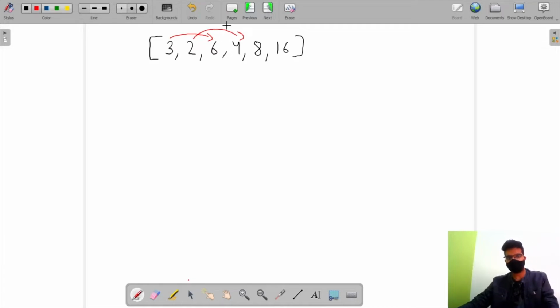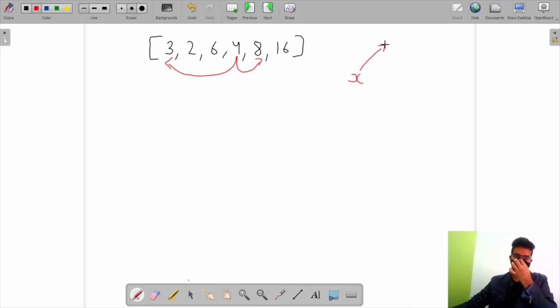But there is a catch here. What is that catch? Let's understand the catch. So here, talk about this 4. My 4 got two options: whether it can pair with this 3 or whether it can pair with this 8. So if 4 is my x, my x got two options. What are those options? Whether it can be a double of someone, or whether it can have a double.